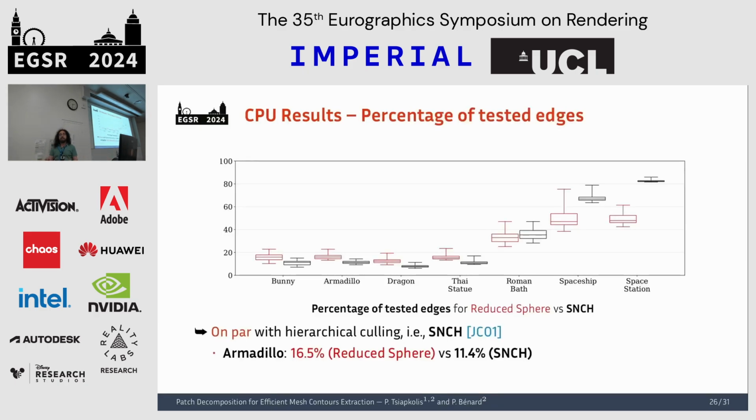So in terms of CPU, let's start with the percentage of tested edges. In red is our own algorithm, while in black is SNCH. As you can see, we don't test our rig models and don't handle them properly. But we tend to test about the same number of edges. They do a bit better than us on objects, a bit worse on environments. So you would think the performance would be similar.